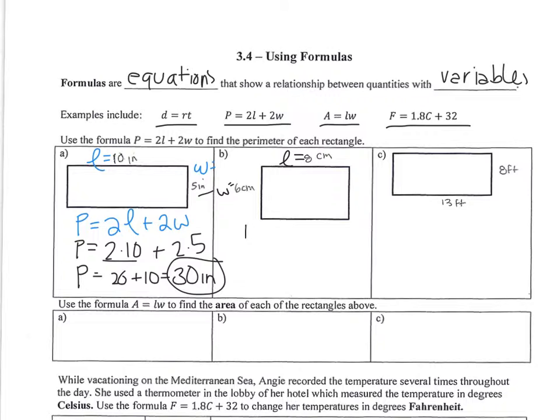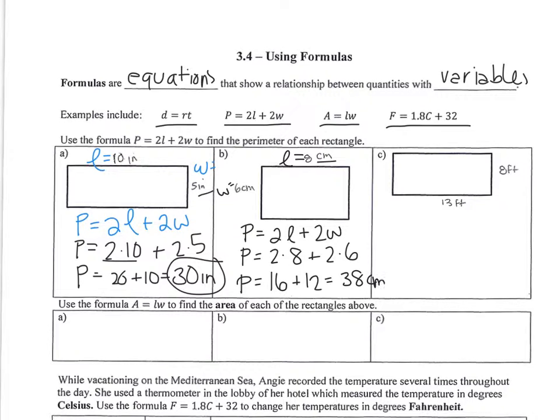Okay, B, the length is 8 and the width is 6. So I'm going to write the formula P equals 2L plus 2W. Plug it in. P equals 2 times 8 plus 2 times 6. 2 times 8 is 16, plus 12 is 28, and my units are centimeters. Circle your answer.